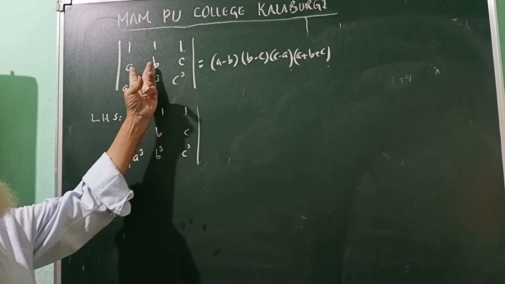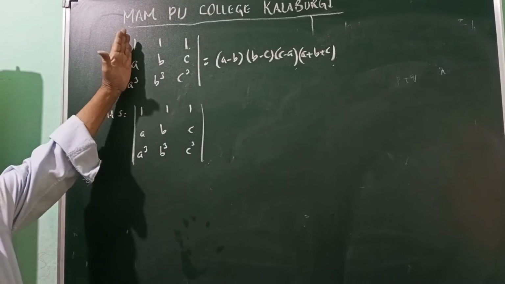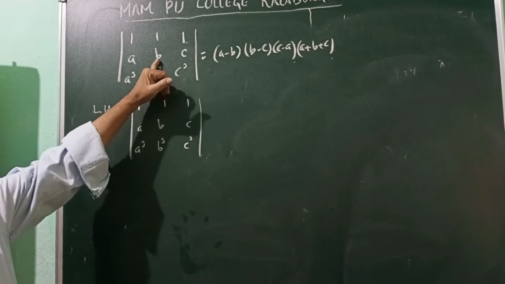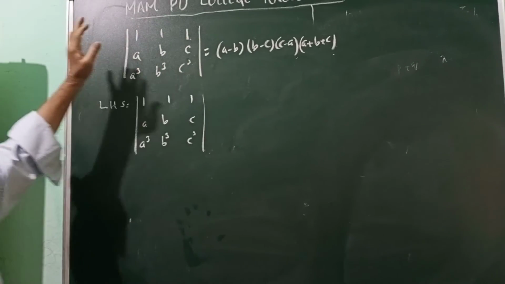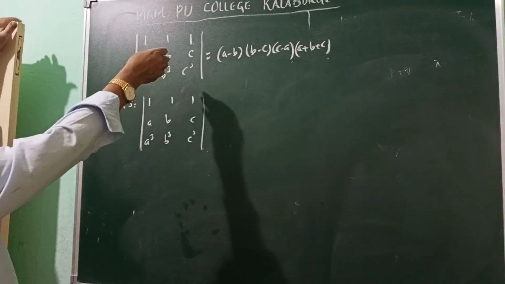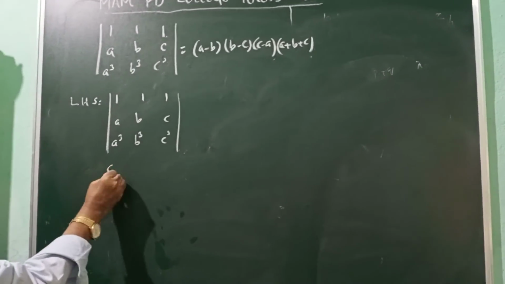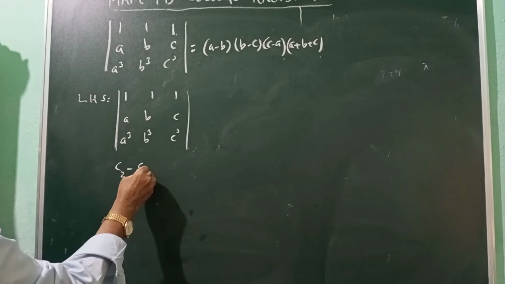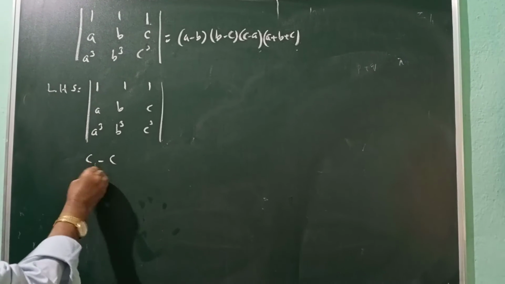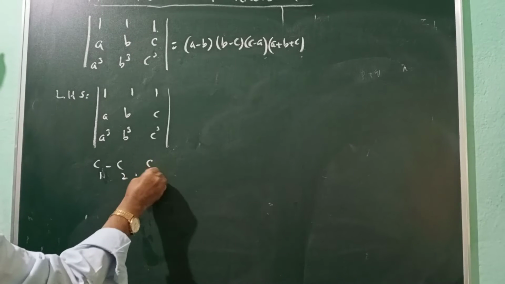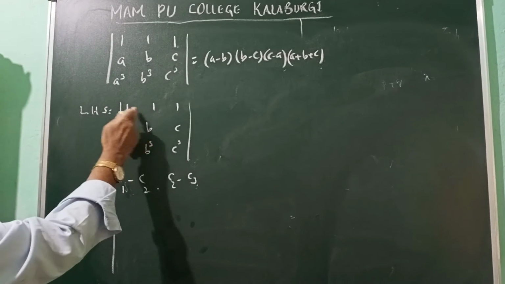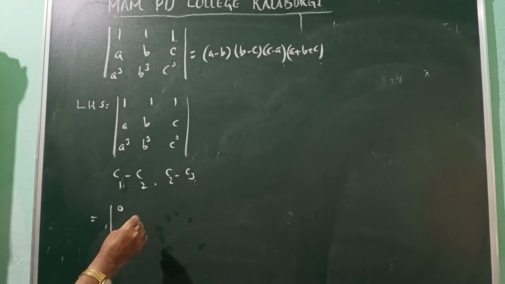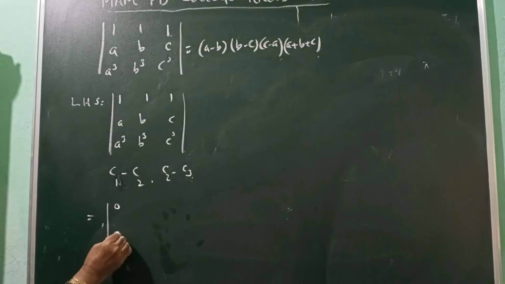A minus B is there. Look here. From the first column, subtract second column. You get A minus B here. And B minus C is there. So from the second column, subtract third column. That means first column minus second column, second column minus third column. So it will be 1 minus 1, 0. It is A minus B.